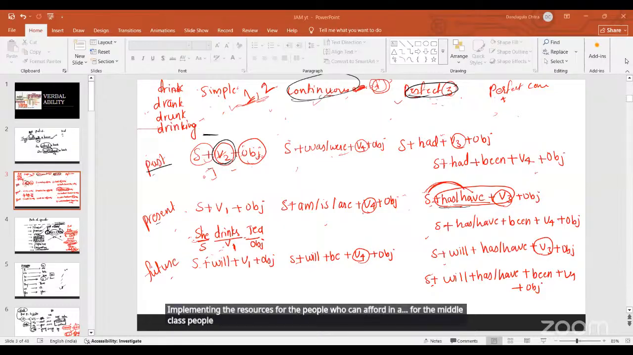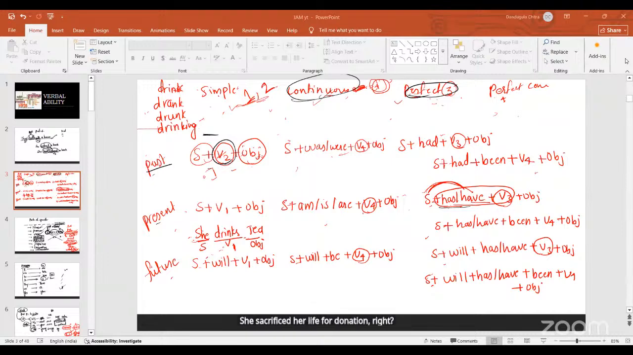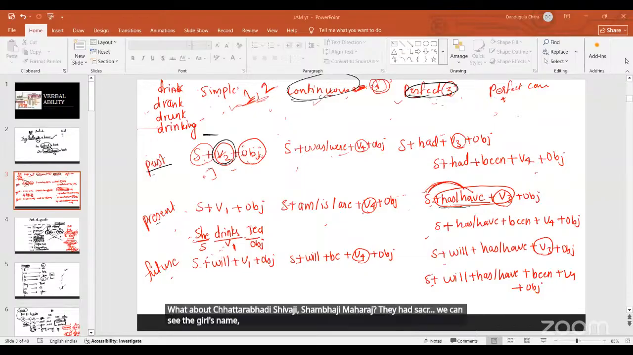But what about Jhansi Lakshmi Bai? She sacrificed her life for our nation, right? What about Chhatrapati Shivaji, Shambhaji Maharaj? We can see girls' names like Jhansi Lakshmi Bai and a few others, but our history was written by the boys. They led our country. They fought against the Mughals and everyone.